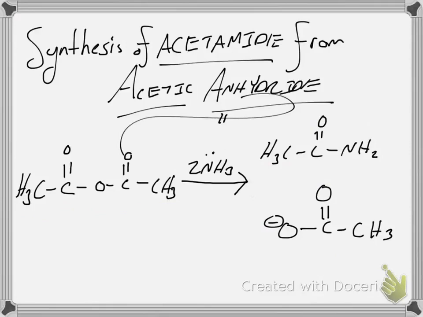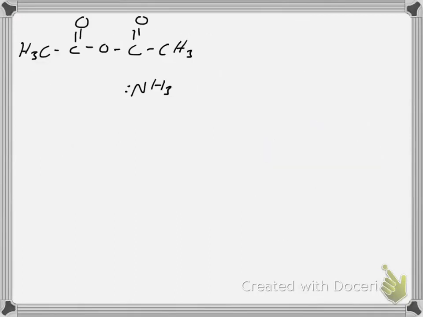So what is the mechanism behind this? How do the substituents and constituents here rearrange to give us our final product? Well, let's go ahead and look at the first step of what's taking place. Well, we have here our acetic anhydride and our first equivalent of ammonia.